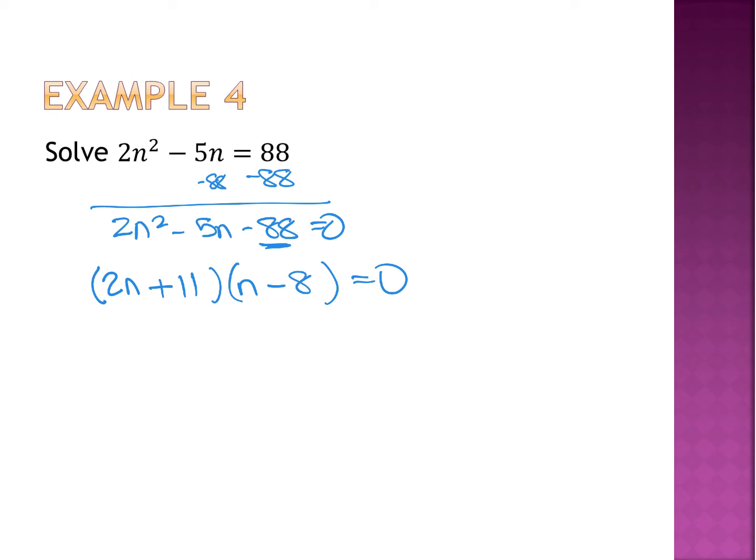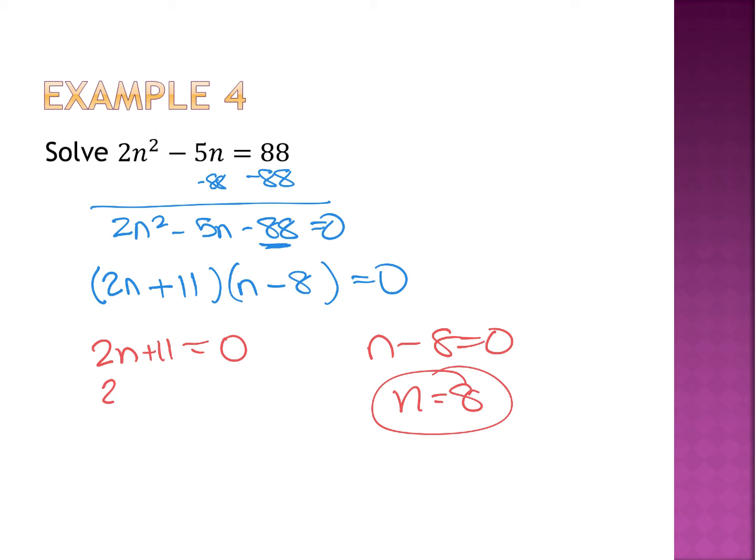Now that I have these factors, I can go ahead and set each factor equal to 0 and solve. The n minus 8 is going to be a quick one. This is just n equals 8. And then here I have 2n. I'm going to move my 11 over, so 2n equals negative 11. I'm going to divide both sides by 2, and I get n equals negative 11 halves. So n equals negative 11 halves, and n equals 8.